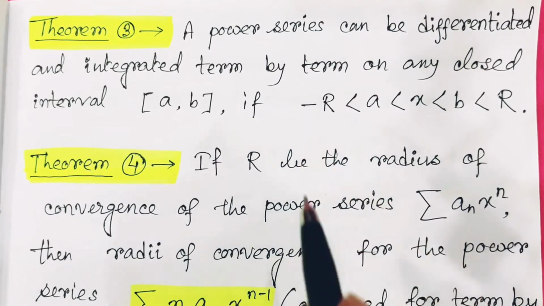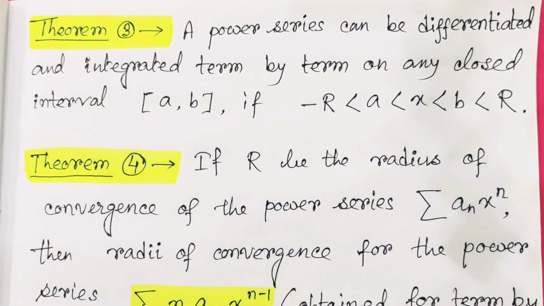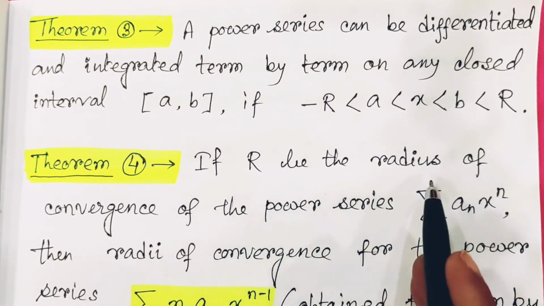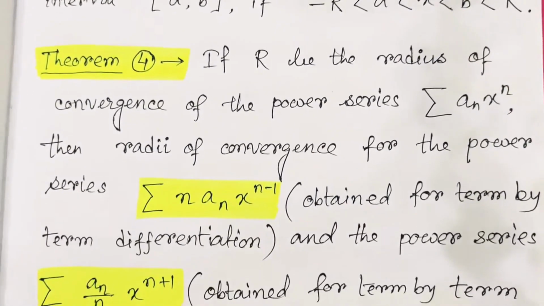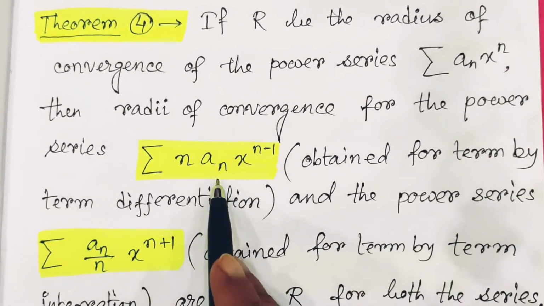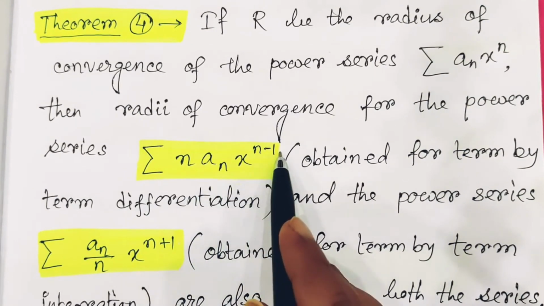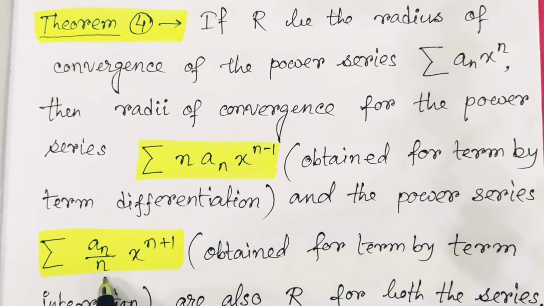What it says is, if it is a power series, then we can differentiate the entire series term by term. Not only differentiate, we can also integrate the given series term by term. One more theorem is: if R is the radius of convergence of a power series, then the radii of convergence of the power series summation n a_n x to the power n and summation a_n by n x to the power n plus 1 are the same.